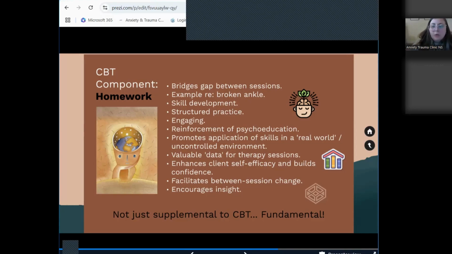So in summary, homework in CBT is not just a supplement, but a fundamental concept of the therapy process. It transforms therapy from a passive session-based experience into a really active and ongoing practice that drives meaningful change. So as much as we want to look at homework with stigma, it's very, very important in CBT for things like panic disorder and agoraphobia.